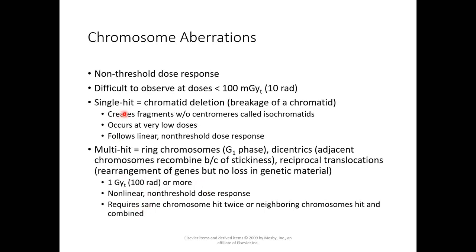The difference between your single hit and your multi-hit. Single hit is linear, non-threshold. Multi-hit, non-linear, non-threshold. Because it's non-linear because these are your complex cells and we don't know how radio-resistant or radiosensitive each particular cell can be. And this requires the same chromosome to either be hit twice or neighboring chromosomes to be hit and then combined. So that's your single hit and your multi-hit.